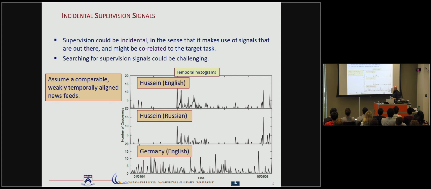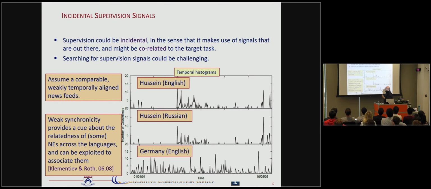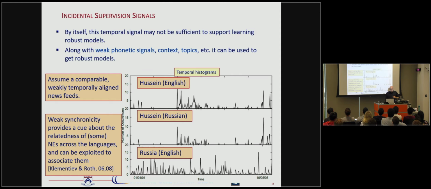Other words, like Germany, will have different distribution. Of course, there's no guarantee because there could be other entities that are highly correlated with Hussein, like Iraq, that will also have similar distribution. But this is going to give me a very strong signal to the fact that these two strings are translations of each other. By itself it might not be sufficient. Maybe I will need some other weak signals like phonetic signals, context, topics, and so on. But together I will be able to get more robust signals. Of course, I need more than just thinking about signals. I need also some idea of how to do inference, how to put together these signals. So this is an involved example.